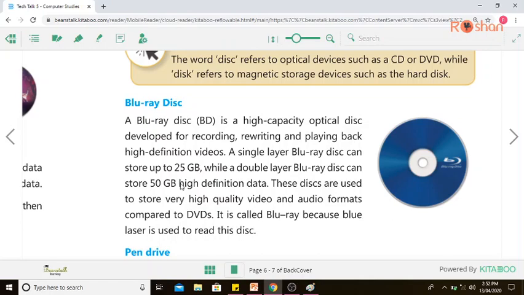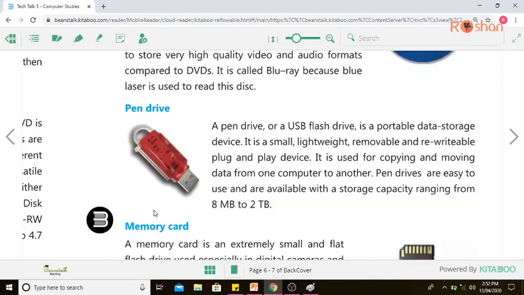But now we can't commonly use Blu-ray discs because for that purpose we again require more technology, a player and so on. So it is a little bit expensive. That's why we use CD, DVD, or otherwise we can use the pen drive. A pen drive is a flash drive. This portable data storage device is small, lightweight, removable, rewritable, plug and play. It has all the features and is very easy to use. It is used for copying and moving data from one computer to another computer.